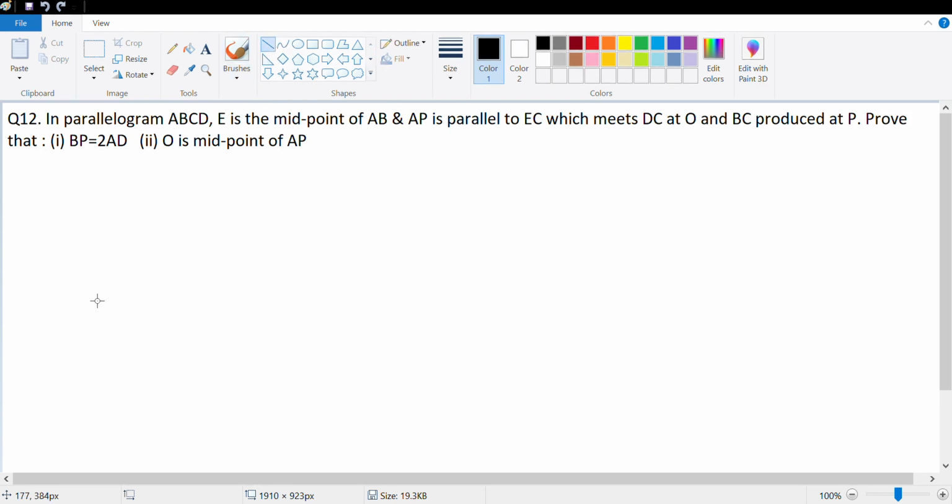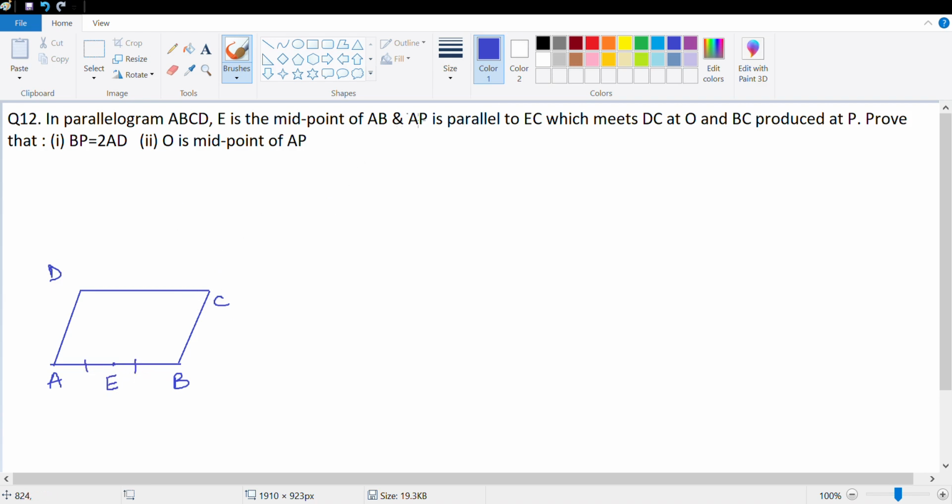Okay. So this is my parallelogram that I'm looking at. Let's join this and let's join this. Perfect. So I have A, B, C and D. E is the midpoint of AB. So let's say this is E, the midpoint of AB.